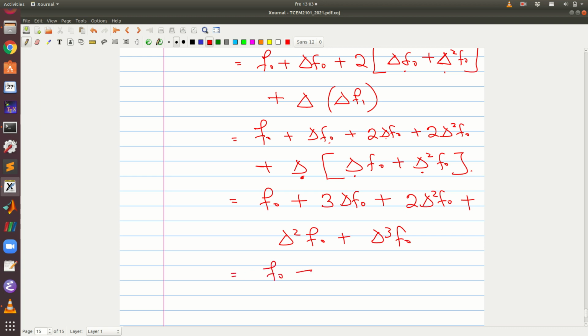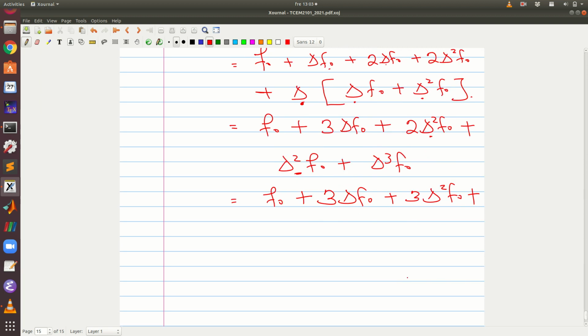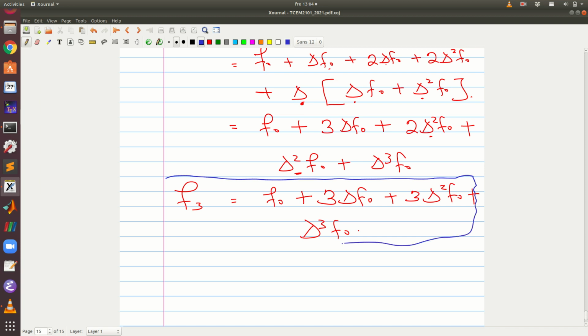So we can still simplify this, and then we say it is that plus 3 forward difference F0, then this and that also will give us 3 second forward difference F0 plus the third forward difference of F0, and this is F3. So this is also a result which we are going to make sense of.